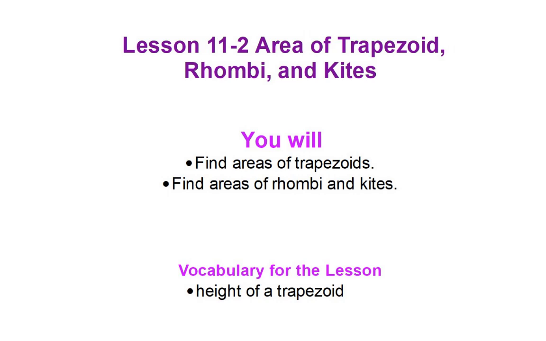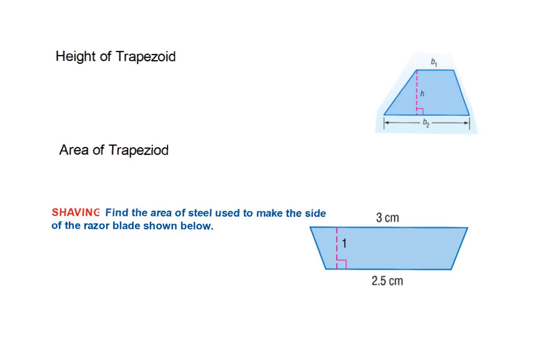The next lesson we're looking at is area of trapezoids, rhombi, and kites. So first of all, when we're talking about trapezoids, we need to make sure that we understand what the height of a trapezoid is. How you determine the height is that you need to look for the two parallel bases. Once you know the two parallel bases, the height will be the segment that connects the two bases at a right angle.